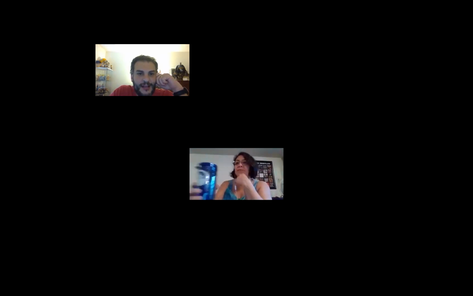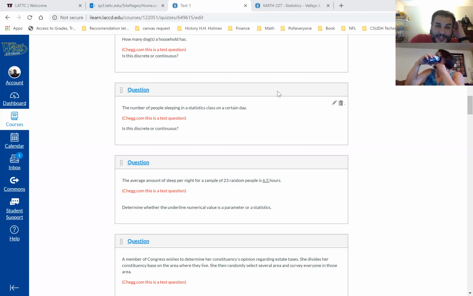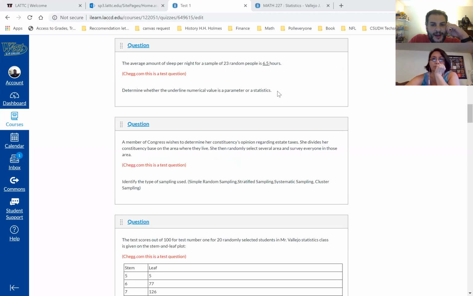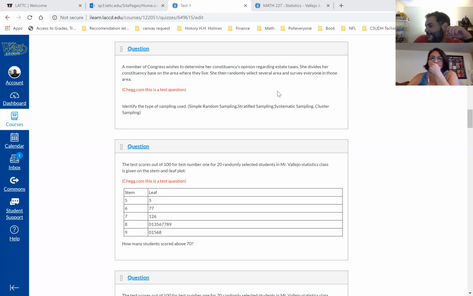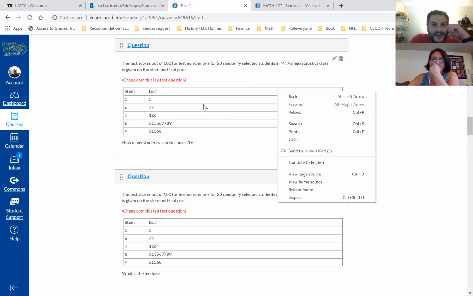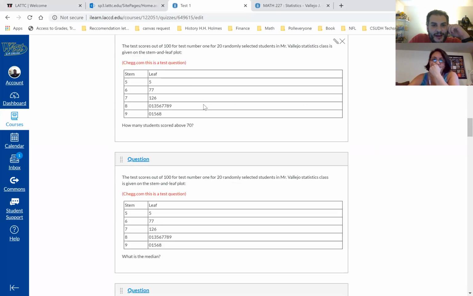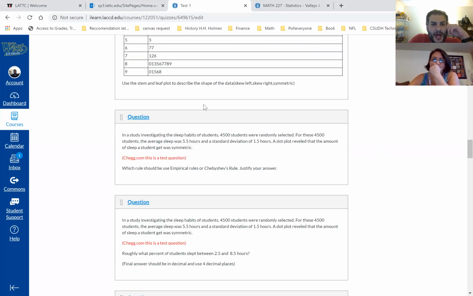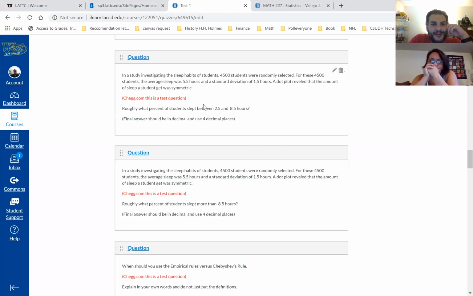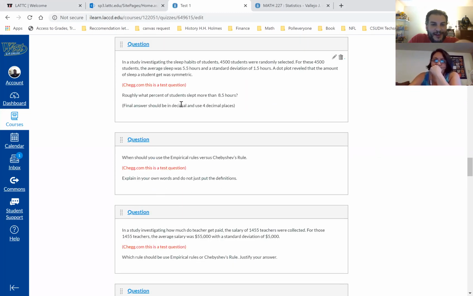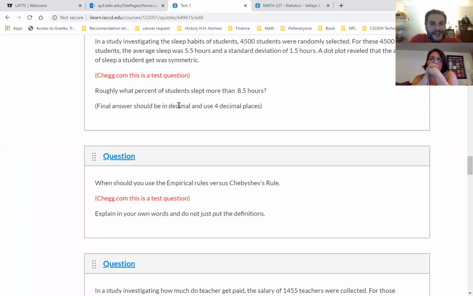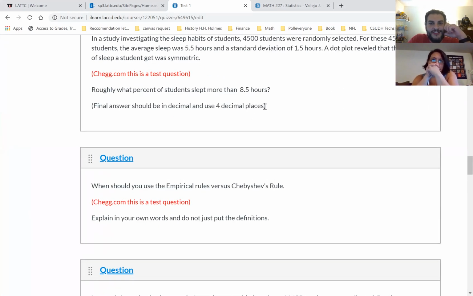So let me move over to the test, and you should now be able to see it. I unlocked it since everybody should have already taken the exam. Some quick things, because for this test I did something that I'm not going to do for the following exam or any other quizzes. Some of you need to follow instructions.